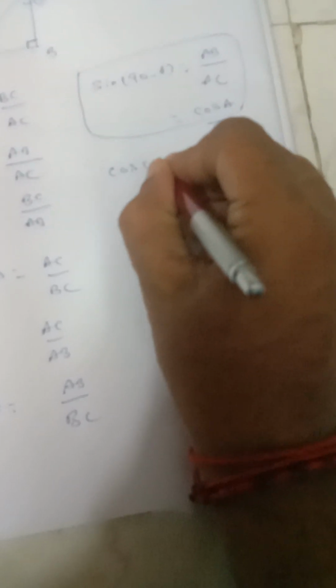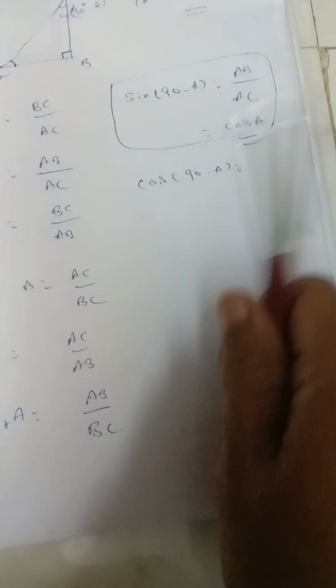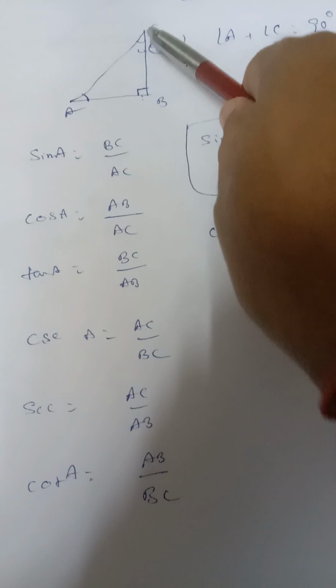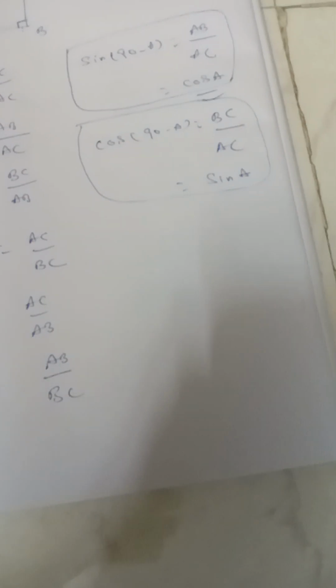Similarly, cos 90 minus A. 90 minus A is this angle. So adjacent side by hypotenuse. That means BC by AC. So BC is the adjacent side, AC is the hypotenuse. But BC by AC is what? Sin A. So cos 90 minus A is sin A. This is one more complementary angle identity. Cos 90 minus A is sin A.